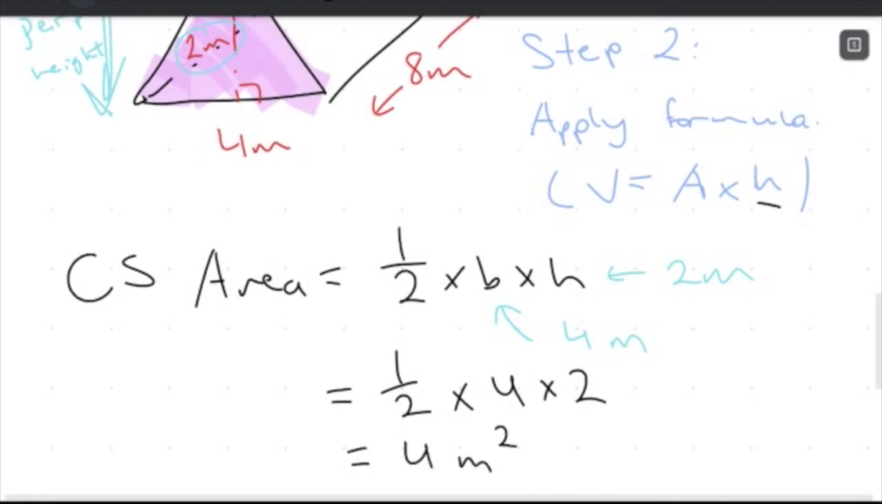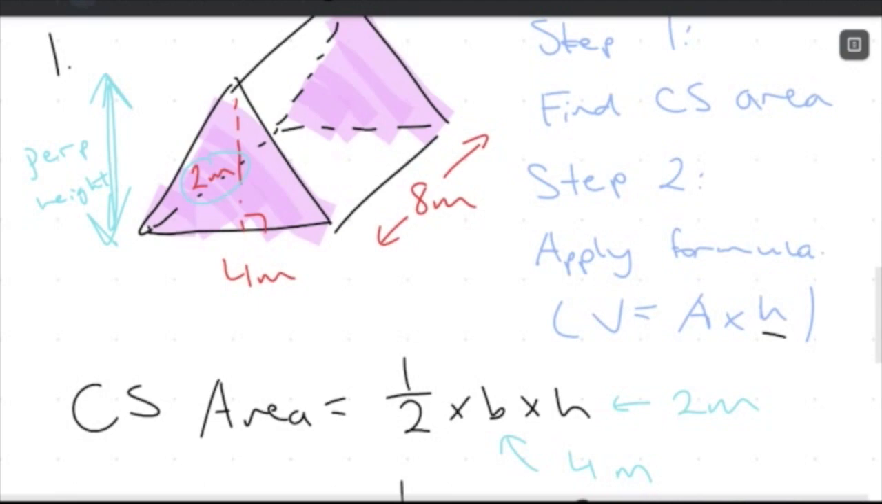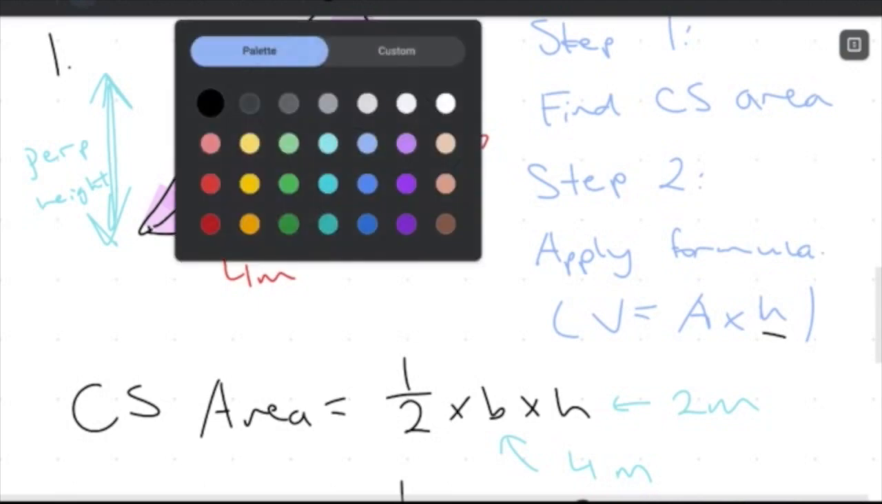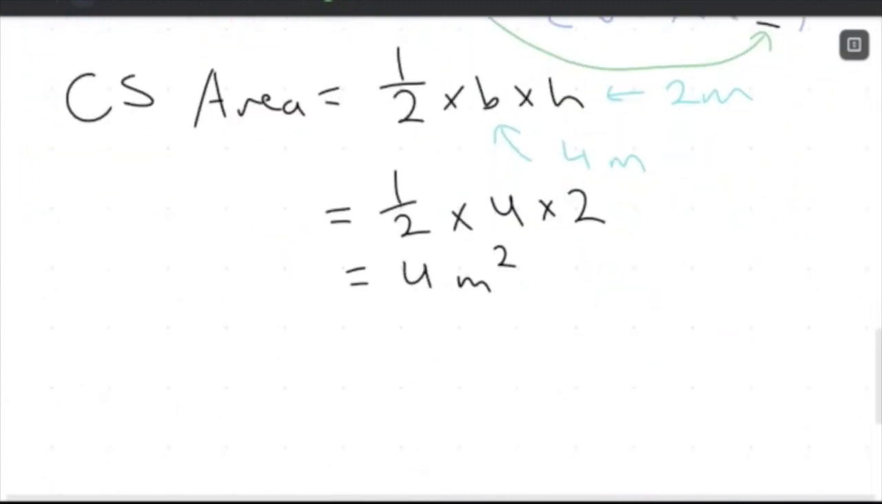I have found my cross-sectional area. Now, what do I want to do? Well, I want to just multiply that by the length that joins the two faces. So my 8 meters here. So that is going to be the height in the volume formula.